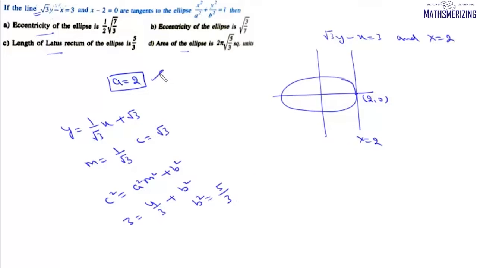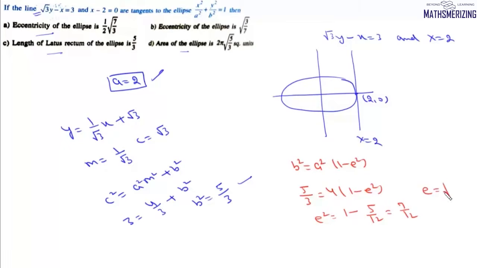So now we have a and we also have b. So we can write the eccentricity of this ellipse. Eccentricity: b square equals a square into 1 minus e square. Now b square in this case is 5 by 3, a square is 4, and it will be 1 minus e square. So we can write e square equals 1 minus 5 by 12, so it will be 12 minus 5, 7, so it will be 7 by 12. So the eccentricity of this ellipse will be under root of 7 by 12, which is root 7 upon 2 root 3, and that's your option number A.